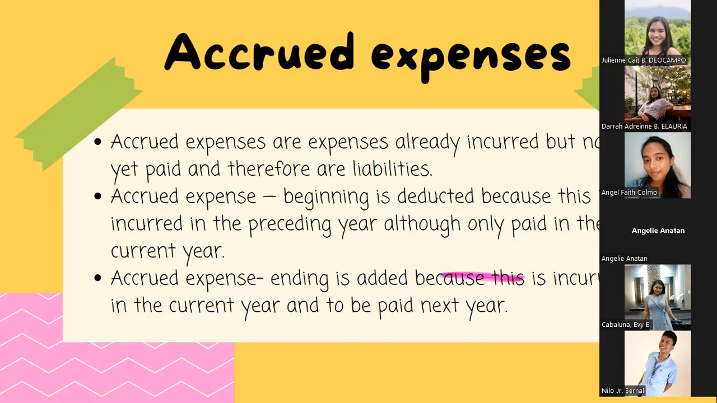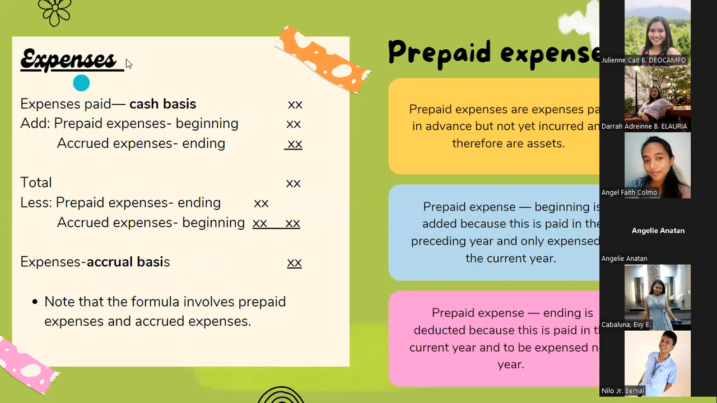Accrued expense beginning is deducted because this is incurred in the preceding year, although only paid in the current year. Accrued expense ending is added because this is incurred in the current year and to be paid next year. So the formula: expenses paid cash basis, add the prepaid expenses beginning, add accrued expenses ending, total less prepaid expenses ending, accrued expenses beginning is equals to expenses accrual basis.